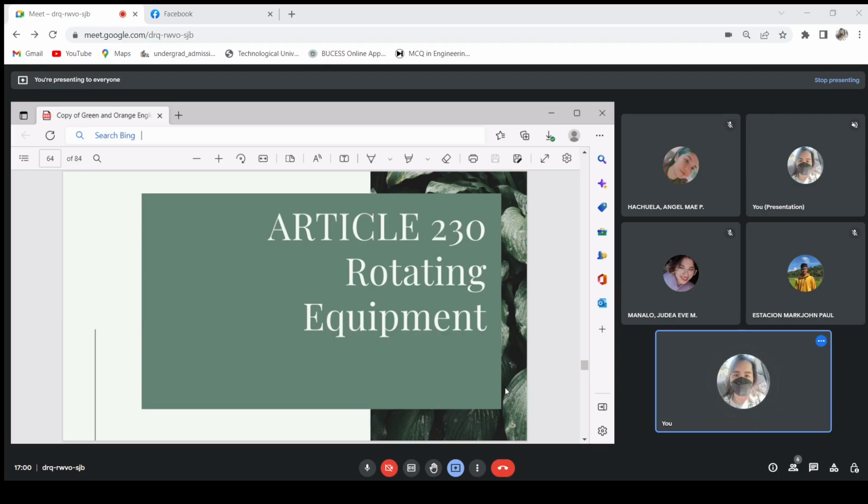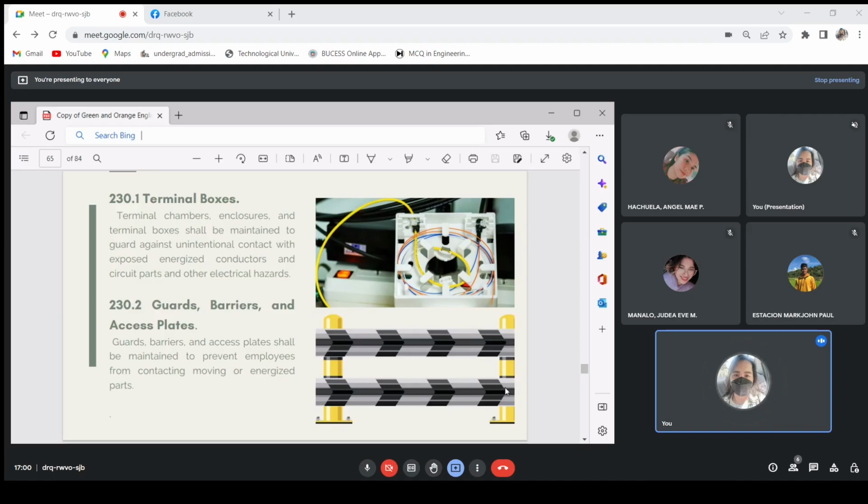Article 230, rotating equipment. So, Article 231, terminal boxes. Yung terminal boxes, yung mga nilalagyan natin ng mga receptacles, yung circuit breaker, ay mga example nun. So, ano ba yung trabaho ng terminal boxes? Terminal boxes have enclosures para hindi ka makakontak doon sa energized, kasi pag nilagyan natin ng kuryente yung mga wires na nakaloob sa terminal boxes, pwede kang ma-kuryente. So, pini-prevent ni terminal boxes yung electricity na makalabas doon sa kanya, para maprotektahan tayo sa mga exposed energized conductor.